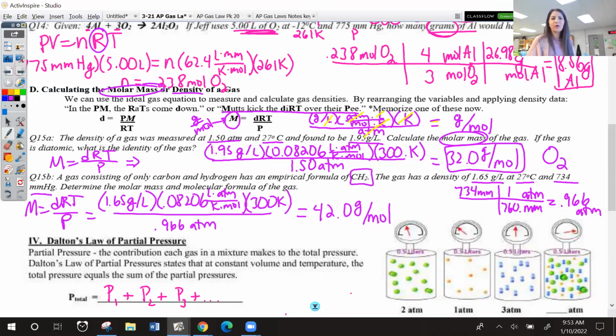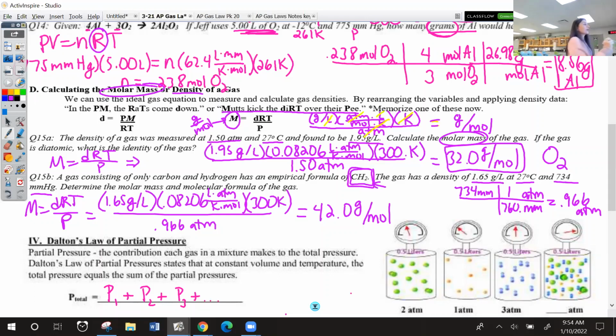I'm supposed to figure out what the formula is of this. What do you guys think? What do I do to figure out the formula? Because this is the empirical formula, which means the molecular can be times two, times three, times four. What do I do? What's the easiest thing to do? Don't you divide the actual by the theoretical?